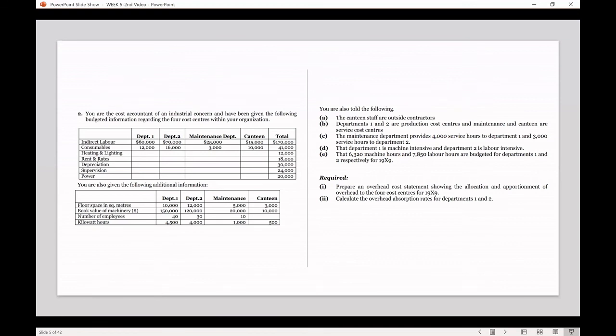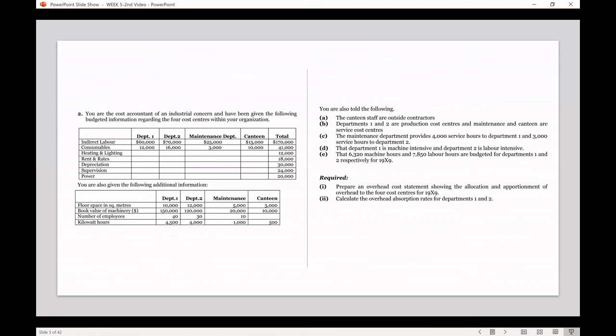But before we go to that, we're also told some other information. We're seeing here that the canteen staff are outside contractors. So we wouldn't have employees to work in the canteen for any supervision, etc. All right. B, departments 1 and 2 are production cost centers, and the maintenance and canteen are service cost centers, right?